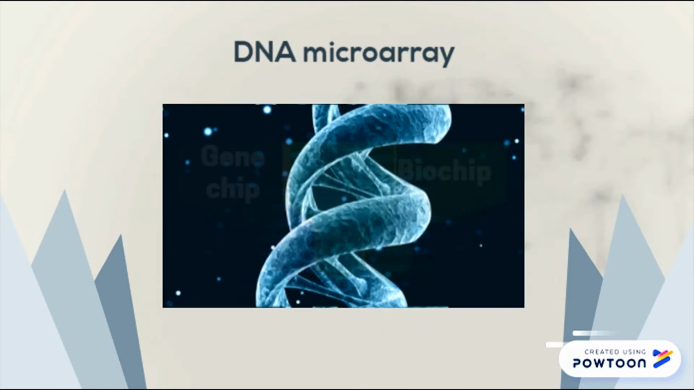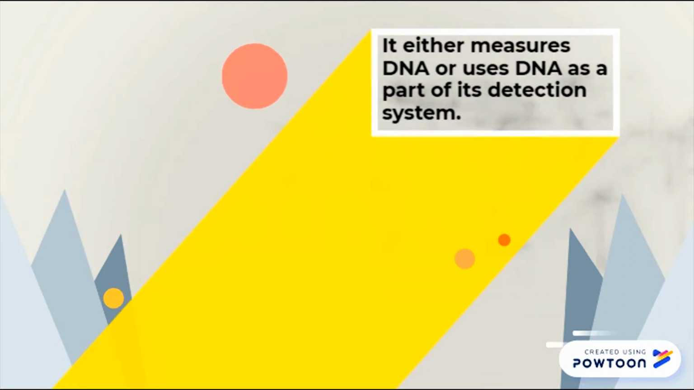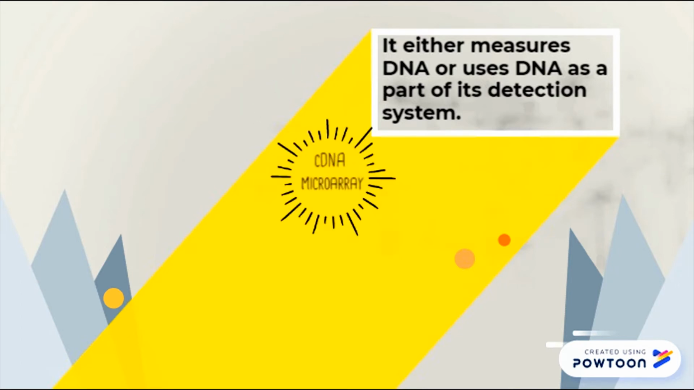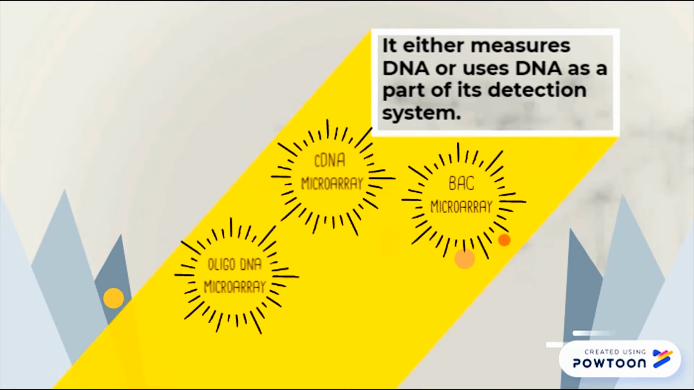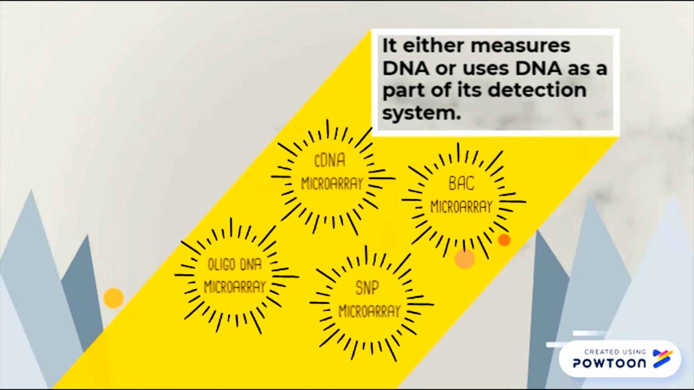It either measures DNA or uses DNA as a part of its detection system. Four types of DNA microarrays are cDNA, BAC, oligo DNA, and SNP microarrays.